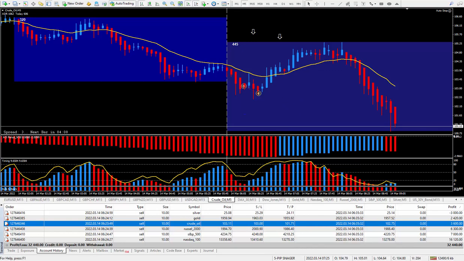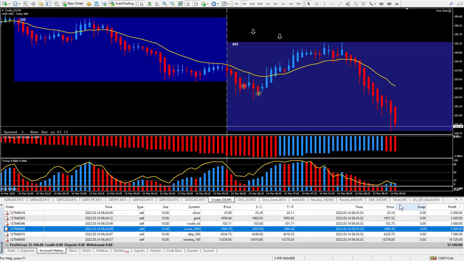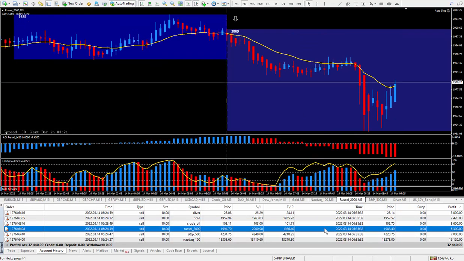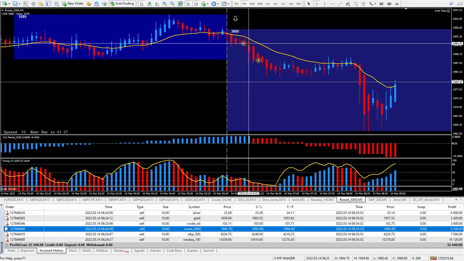Okay, let's move on to the Russell. Russell pays $10 a pip. Let's see where I got in at. First of all, this one here didn't jump up and down as much, made a move sideways and another move. Could have grabbed a lot more, but in real time I was just aiming for 200 pips, and I got a lot more than 200 pips.